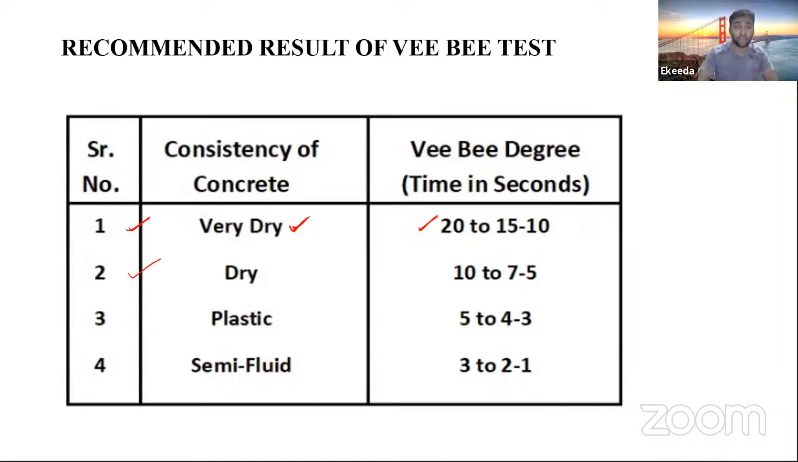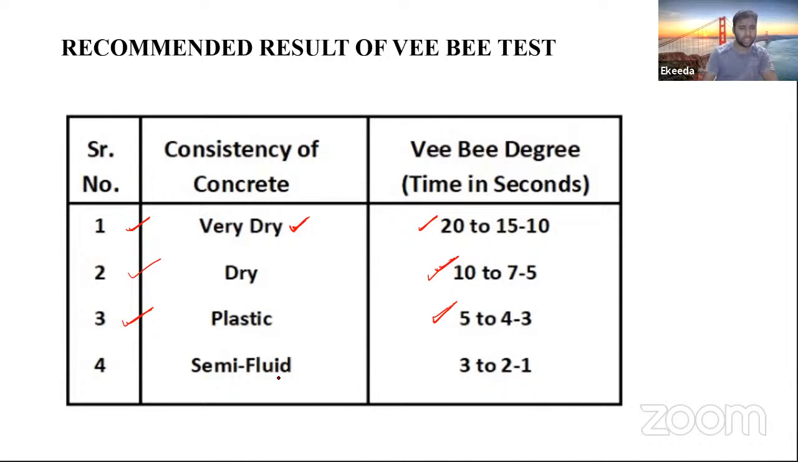Now for low workable concrete, generally the time will be 7 to 10 seconds. Clear, Harish? Now, if the concrete is plastic, it means that it will have workability greater than the dry concrete. So if its workability is on a larger side as compared to dry concrete, then the time required will be very less. So the time required will be 4 to 5 seconds for plastic concrete.